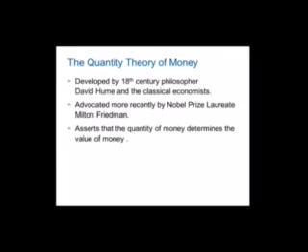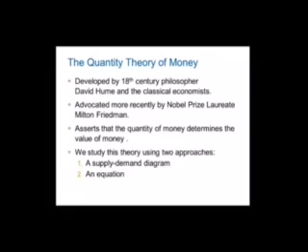And this basically says that the quantity of money determines the value of money. So if there is more money floating around, then we don't value it as much, and so the value of money falls. If there's less money, then we value that money a lot since the quantity is less, and so the value of money is more.